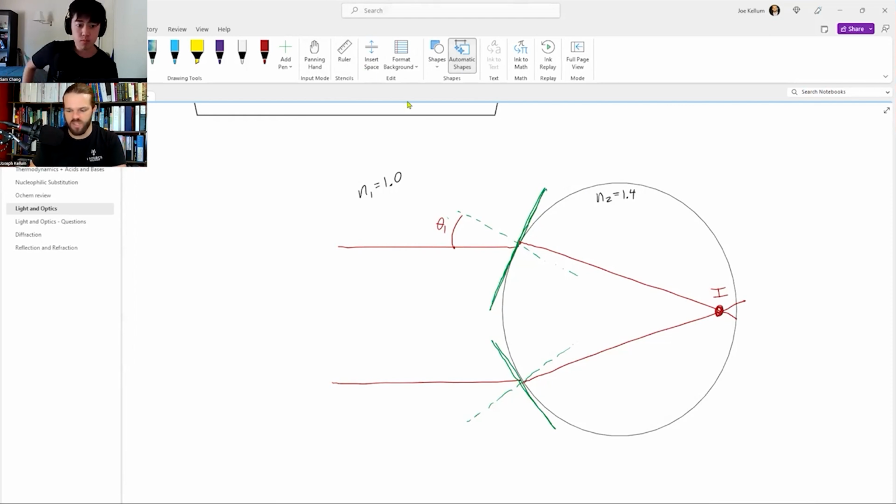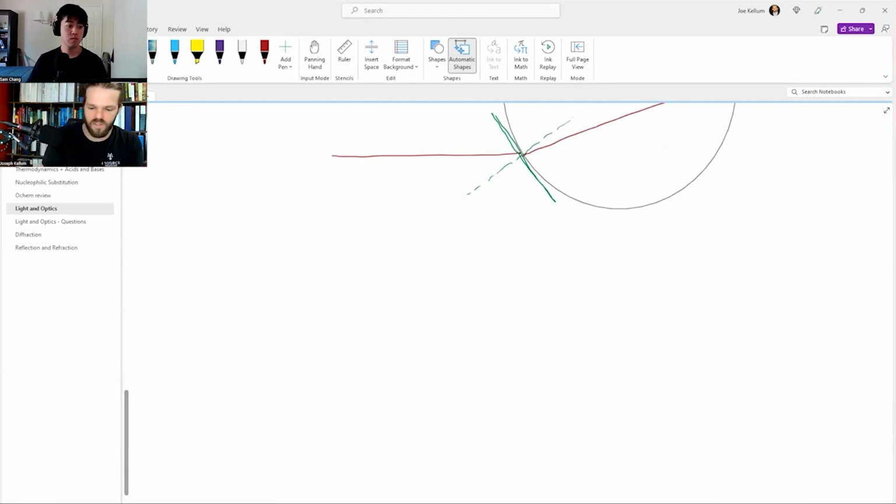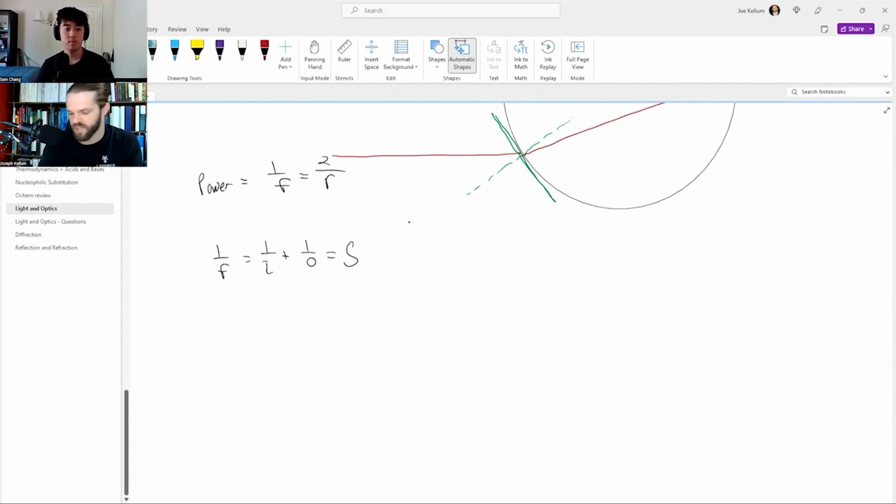Because if you know what your prescription is, you're already aware of the convention of power of a lens. So if we look at 1 over f equals everything else, we're going to say 1 over f equals 1 over i plus 1 over o. This whole thing is also equal to power. So power equals 1 over f. This is also equal to 2 over R, R being the radius of curvature that we talked about earlier.